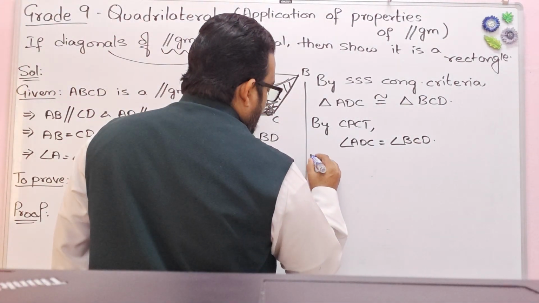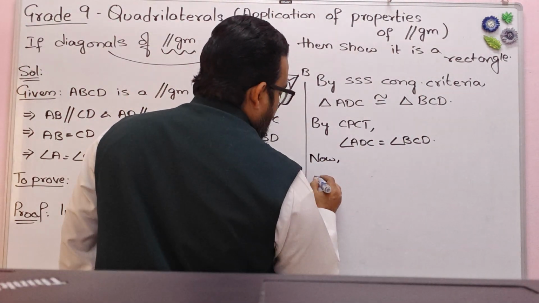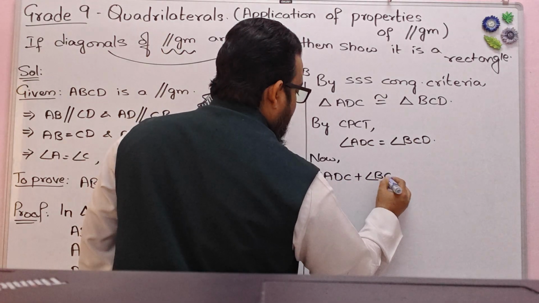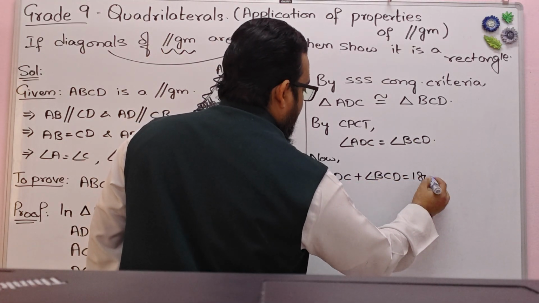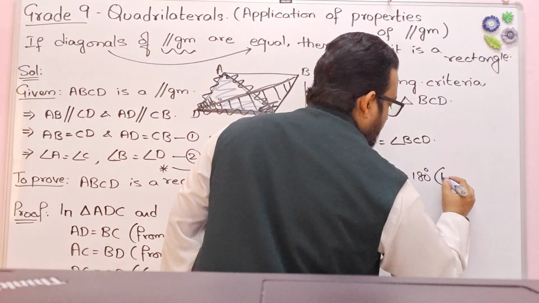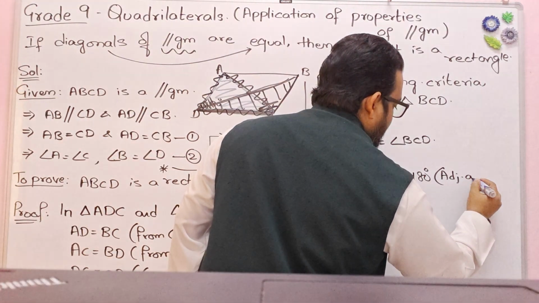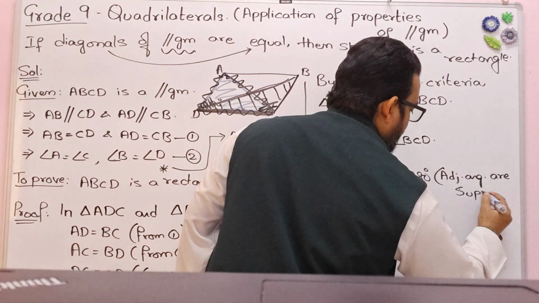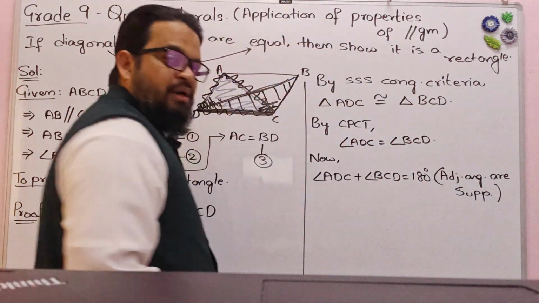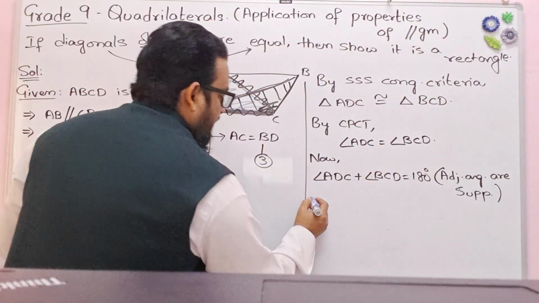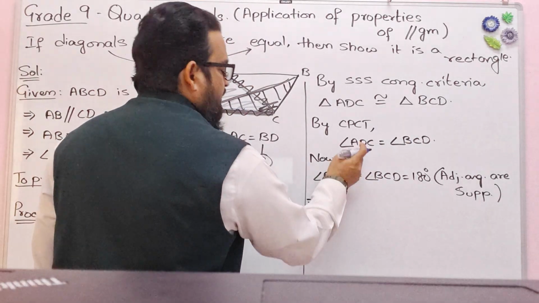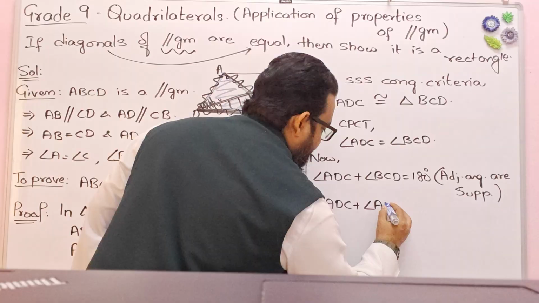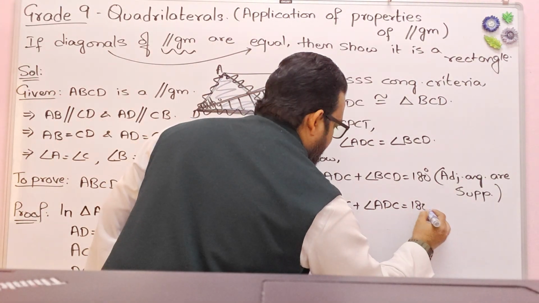Now, we know that angle ADC plus angle BCD is equal to 180 degrees. Why? Adjacent angles are supplementary in a parallelogram. Okay, so now since BCD, can you write it as ADC? Yes sir, ADC plus ADC is equal to 180 degrees.